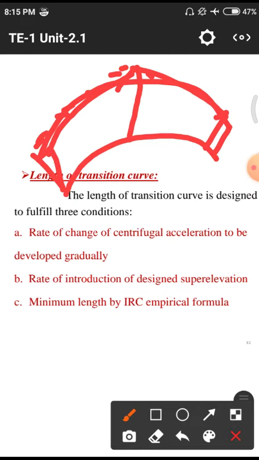Next one is the minimum length by IRC empirical formulas. IRC means Indian Roads Congress, which has introduced different kinds of empirical formulas for different situations and conditions, so we need to use those formulas according to our need, to implement these transition curves and lengths.